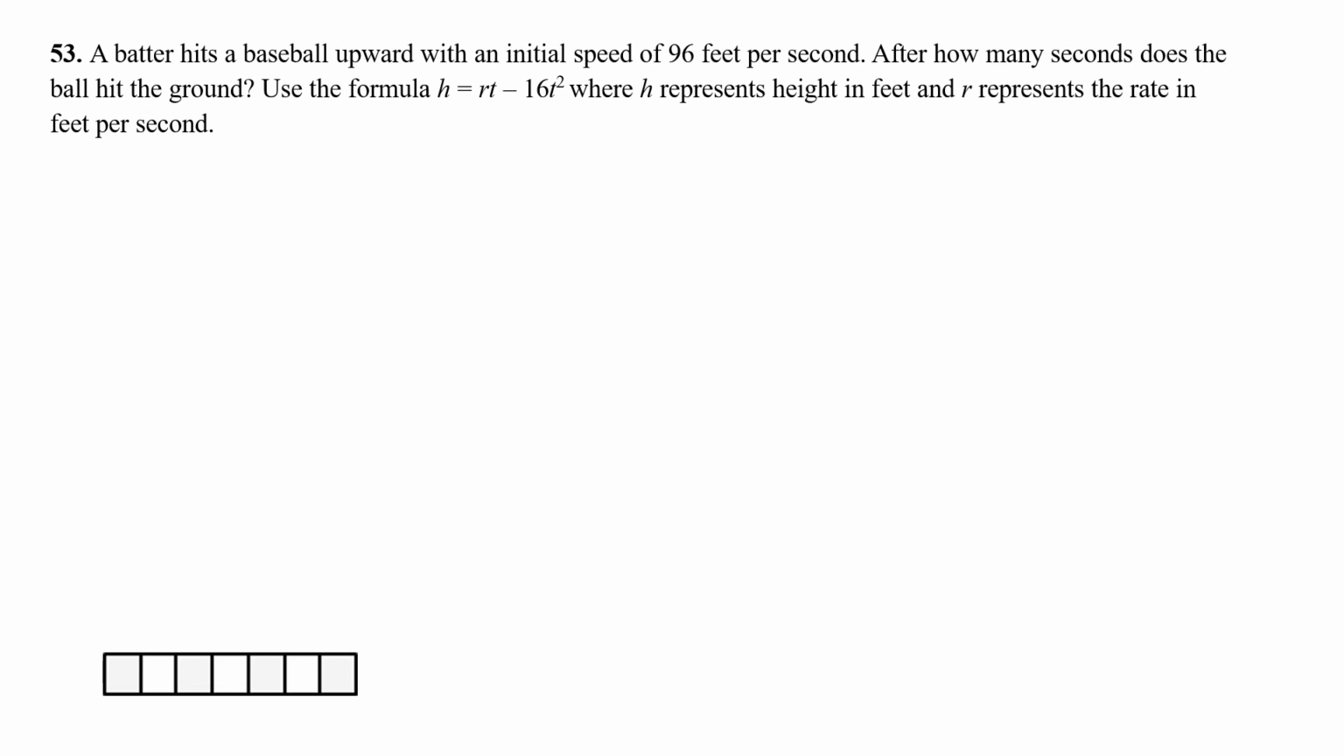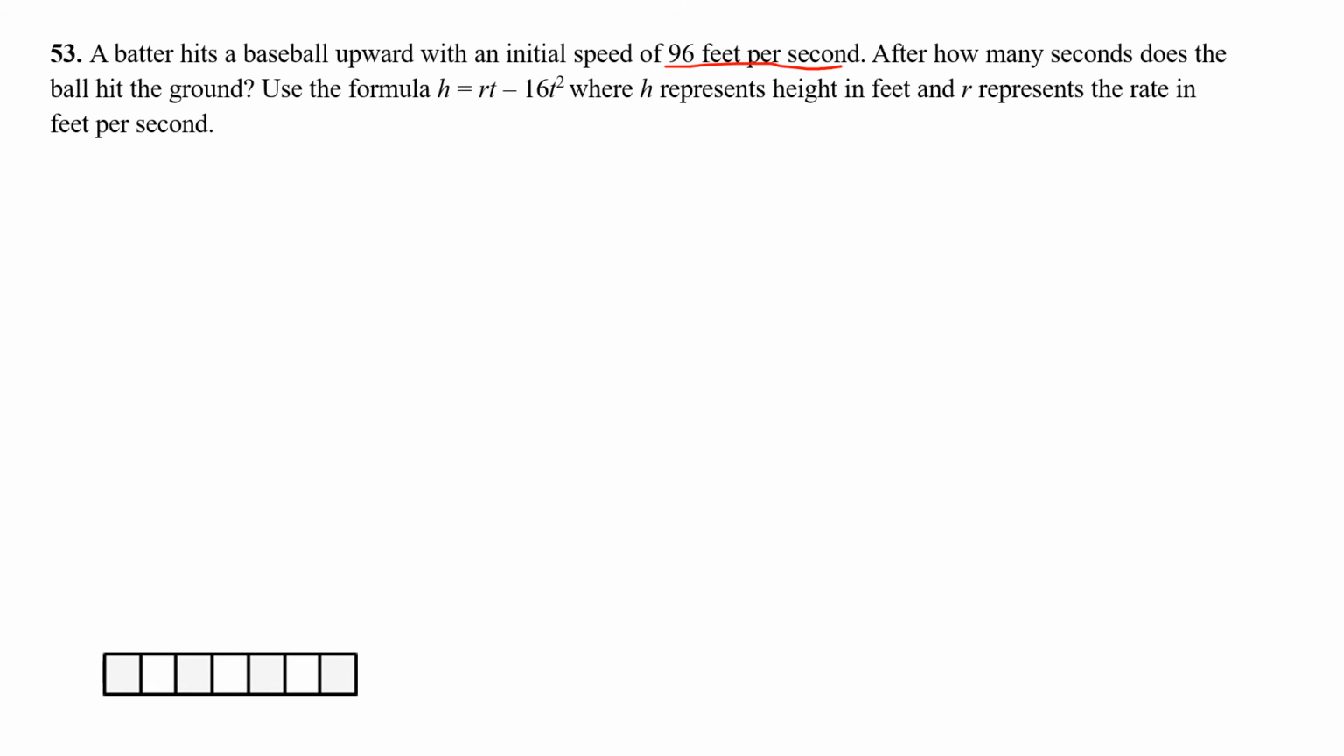All right, for 53, we have more word problems involving quadratic functions here. So let's go ahead and take a look at it. It says a batter hits a ball upward at an initial speed of 96 feet per second. After how many seconds does the ball hit the ground?